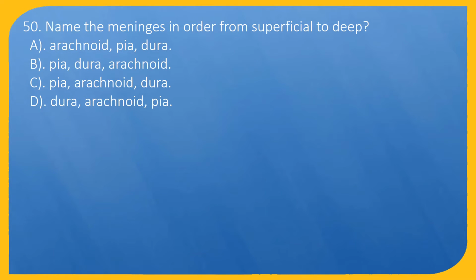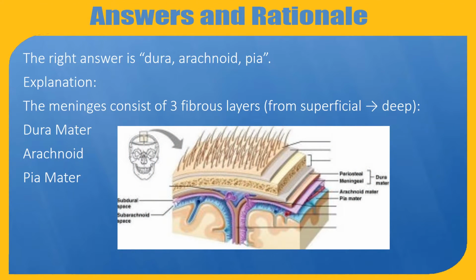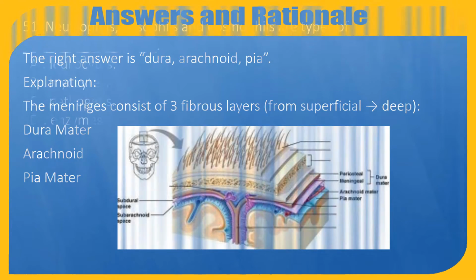Question 50. Name the meninges in order from superficial to deep. A. Arachnoid, pia, dura. B. Pia, dura, arachnoid. C. Pia, arachnoid, dura. D. Dura, arachnoid, pia. The right answer is dura, arachnoid, pia. Explanation: the meninges consist of 3 fibrous layers, from superficial to deep: dura mater, arachnoid, pia mater.